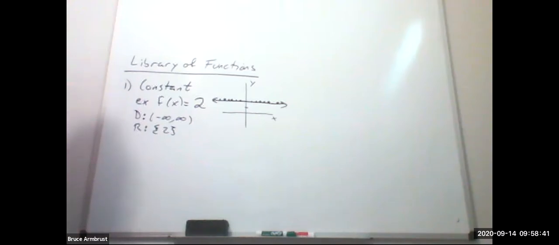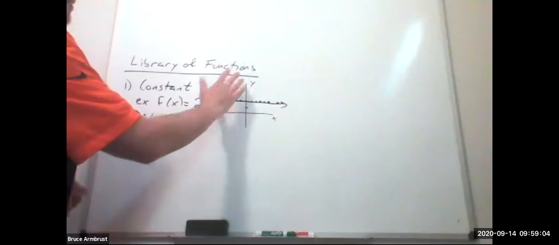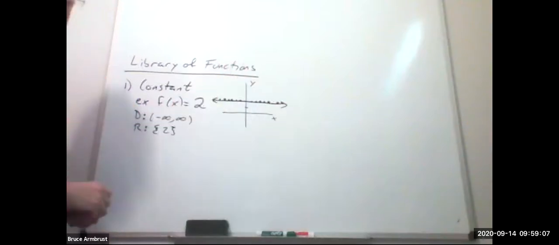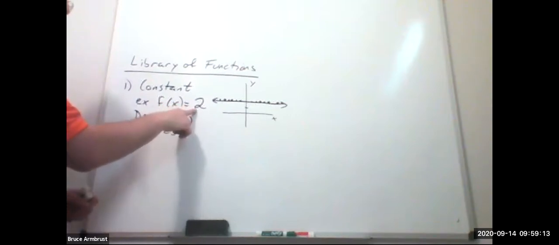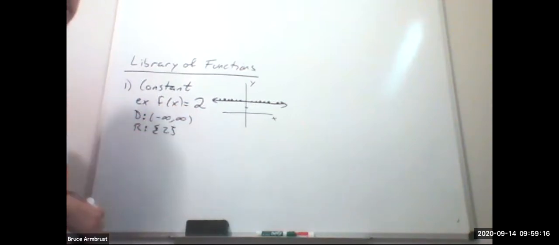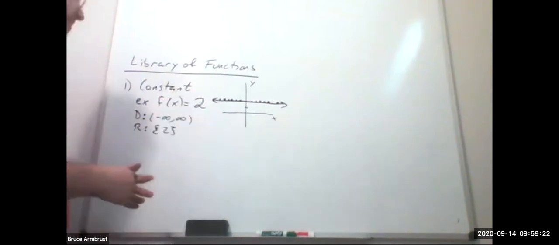So it's not decreasing. It's not increasing. Is it even or odd or neither? All right, good. It's even. So this is an even function because it's got that symmetry over the y-axis. It was kind of a trick question, though. If this is equal to 0, then it's both even and odd. But that's a weird case. Okay, so there's your constant function.